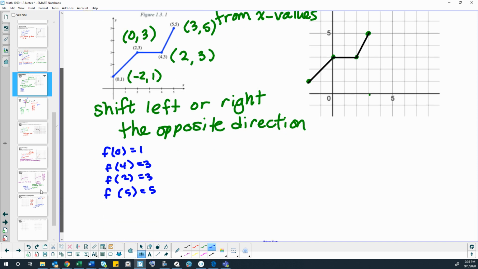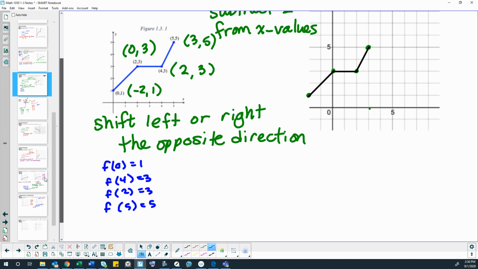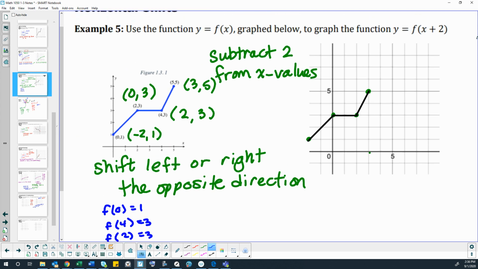So think through this with me. What number do I need to add 2 to get these numbers? So for example, let's rewrite this in this form. Instead of f of x, we're going to have f of a number plus 2, and we want that to equal f of 0 so that it equals 1, because the value of the function at 0 is 1.